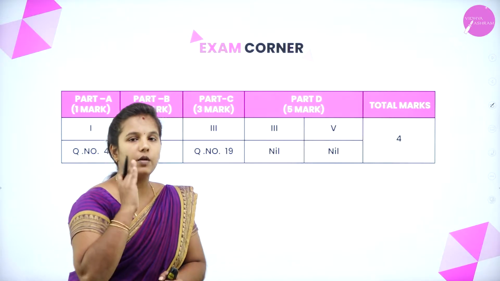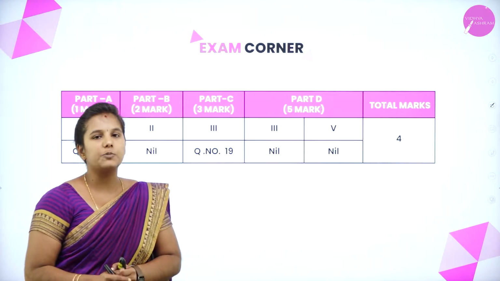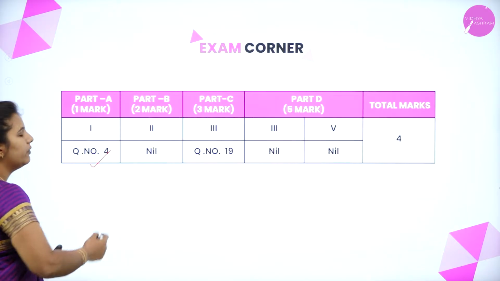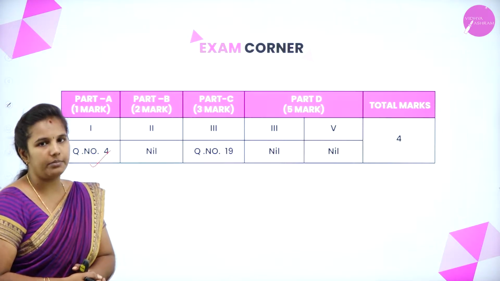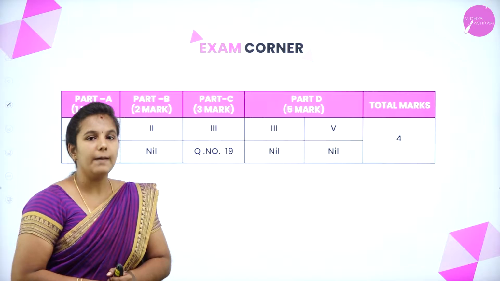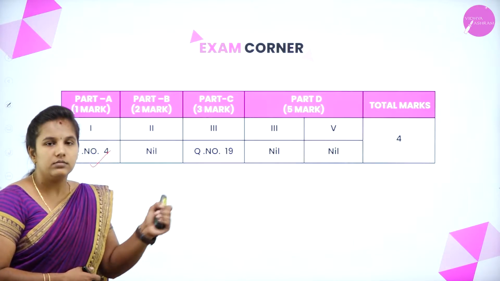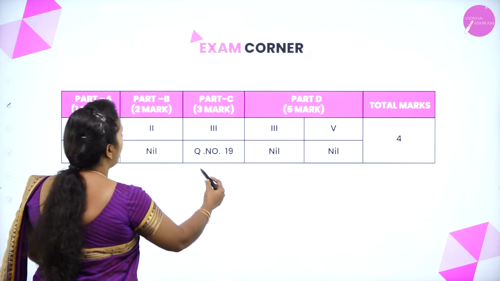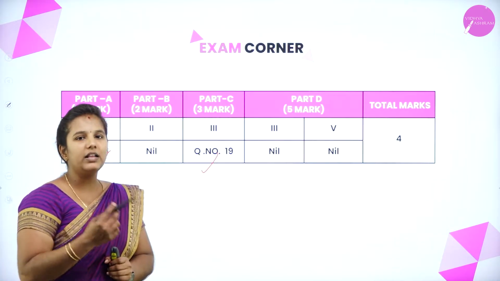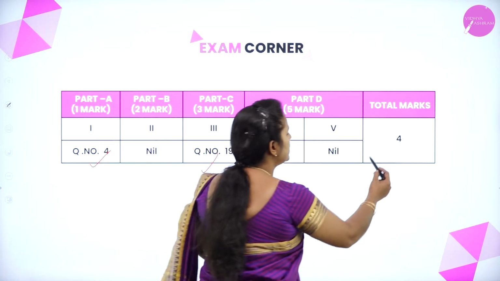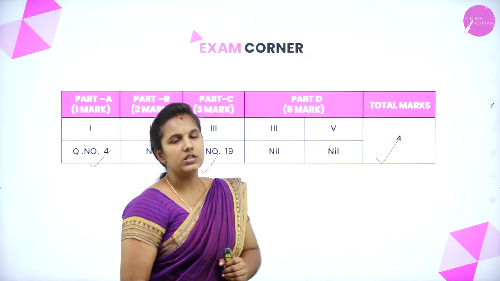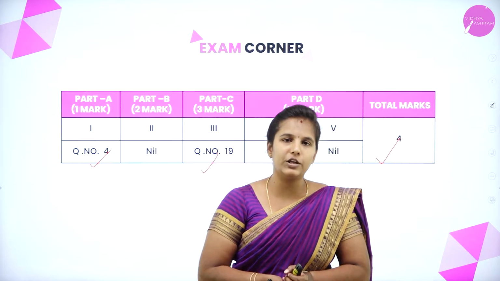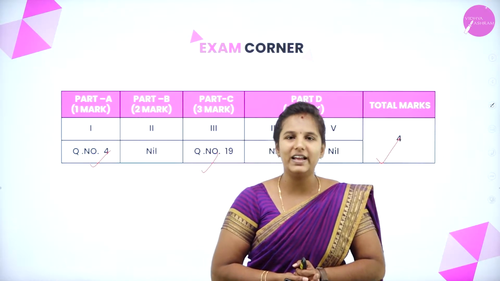Specially from Part A, we can expect a 1 mark question, especially question number 4, from this chapter. And also from Part C, the 3 mark question, especially question number 19, can be asked from this chapter, and the total weightage for this chapter is 4. So we can easily earn 4 out of 4 from this small unit in your first PUC Chemistry.